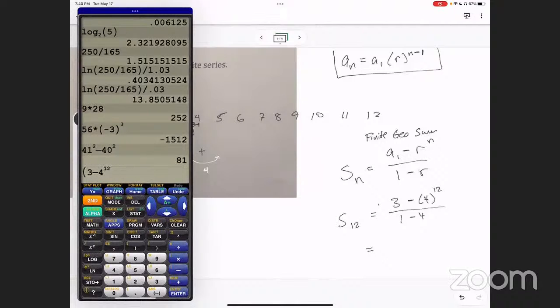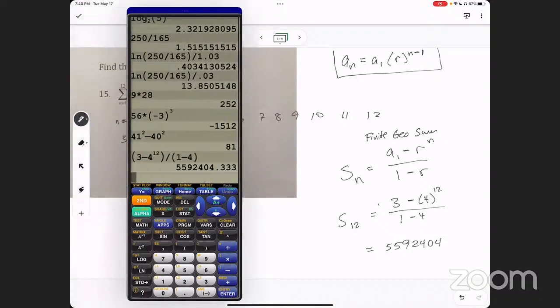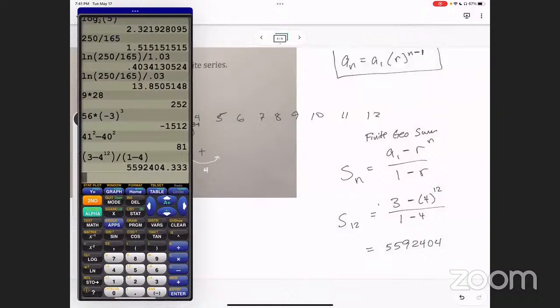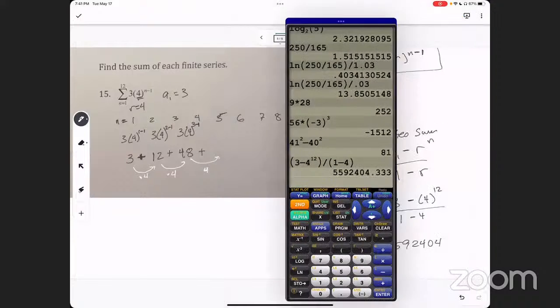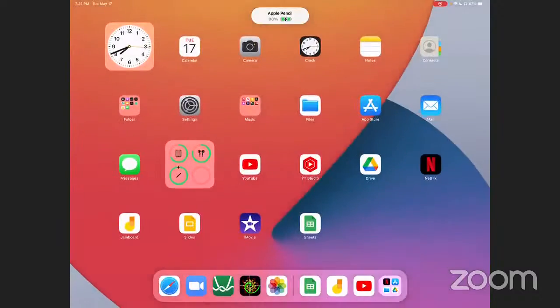Good. I'm just going to do it to make sure. All divided by, I'll just punch it in, even though I could type in -3 and hit enter. So it's 5592404. That doesn't make sense. It would not be a fraction like that, because I don't have any fractions here. So that formula must not be right. Let me look up the formula real quick.